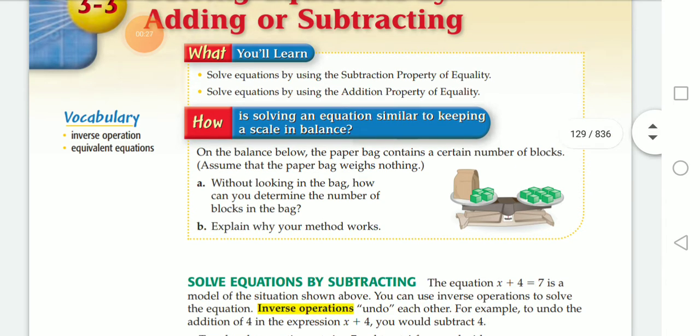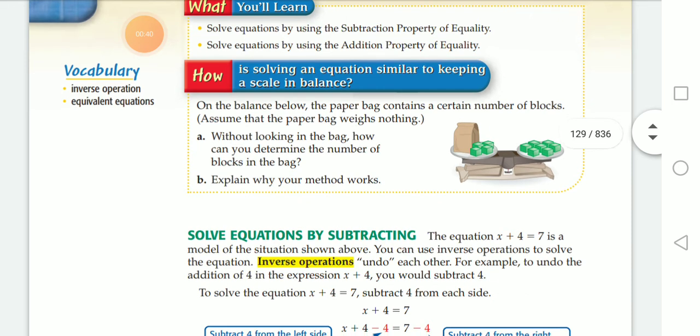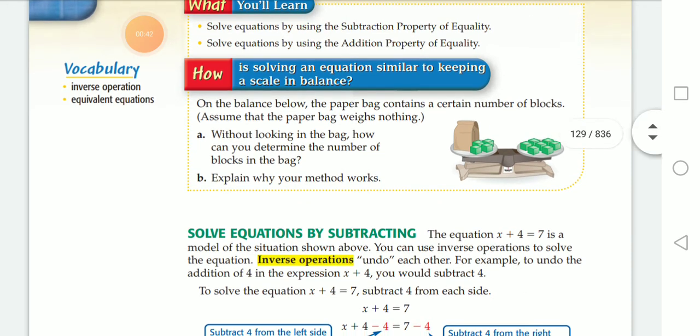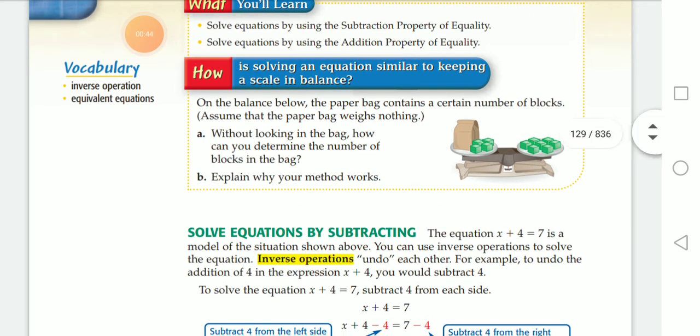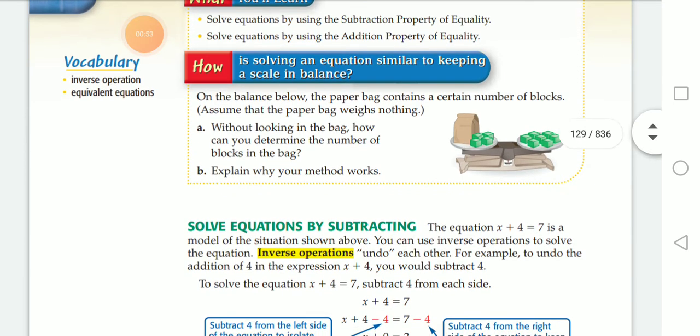Okay, how is solving an equation similar to keeping a scale in balance? As you see on this balance below, the paper bag contains a certain number of blocks. Assume the paper bag weighs nothing. Without looking in the bag, how can you determine the number of blocks in the bag? Explain why your method works.